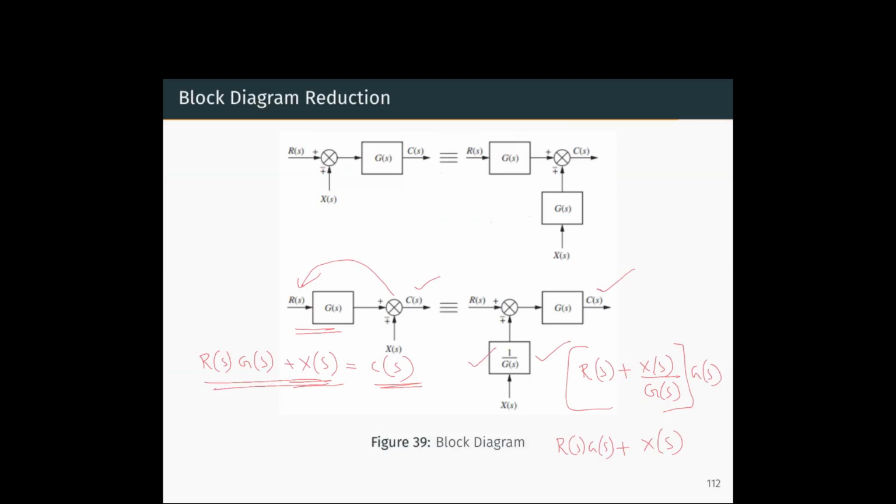So here the output is r of s plus x of s by g of s, multiplied with g of s. When you take it inside, it will be r of s g of s, and the g of s and g of s cancel, and only x of s will remain, which is similar to the signal on the left. So whenever you move a summer to the left, you will have to create a new block where the signal is multiplied with 1 by the transfer function, 1 by g of s.